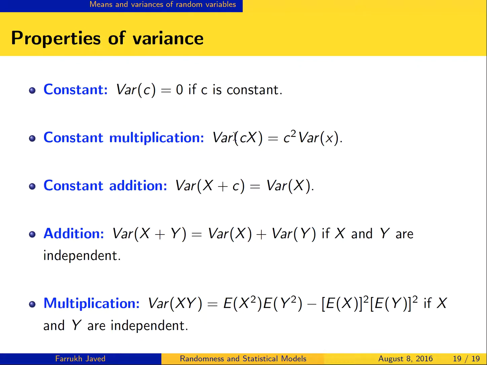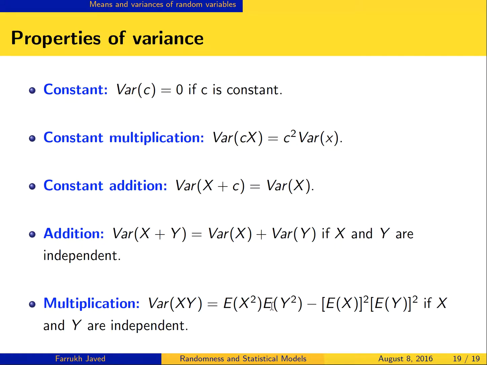If you multiply a constant with a variable, the variance is exactly equal to the squared constant times the variance of that variable. This should be capital X, not small x. If you add a constant to a variable, this will not change the variance because the variance of a constant is exactly equal to 0. For two variables, the variance of their sum is exactly equal to their individual variances added together if they are independent.